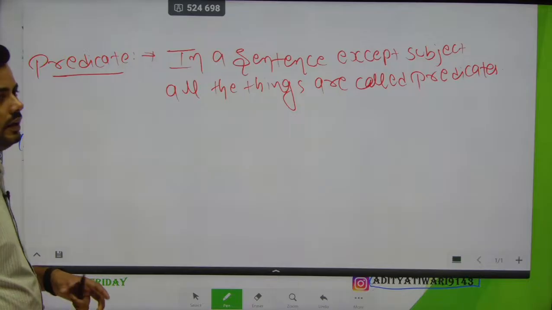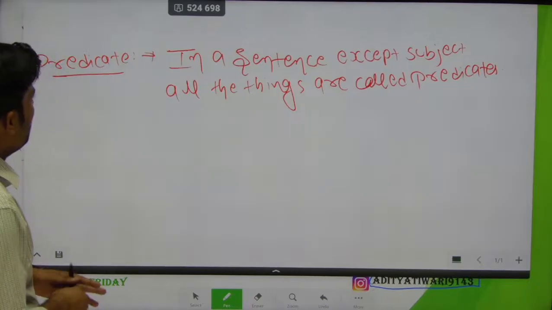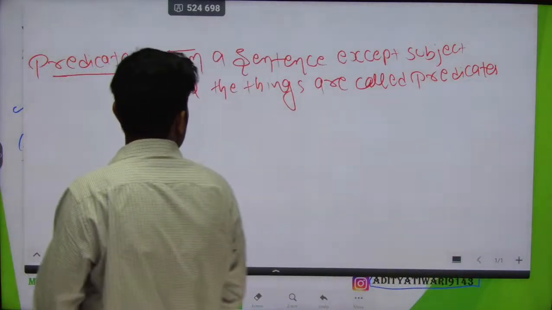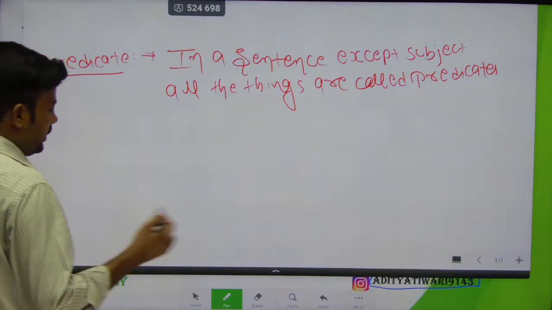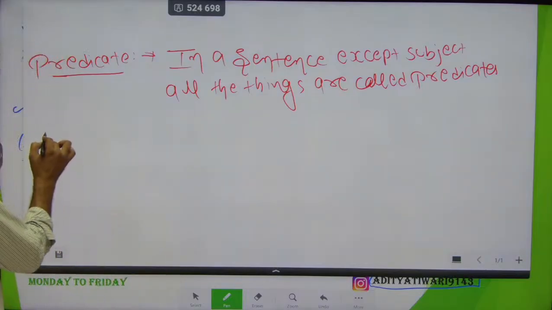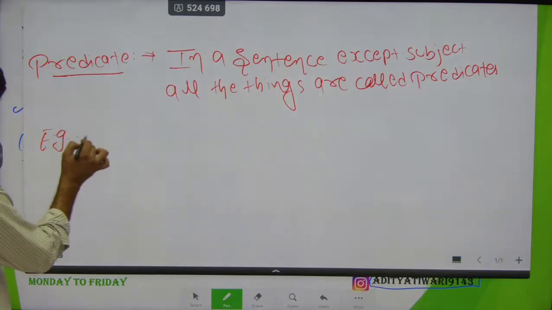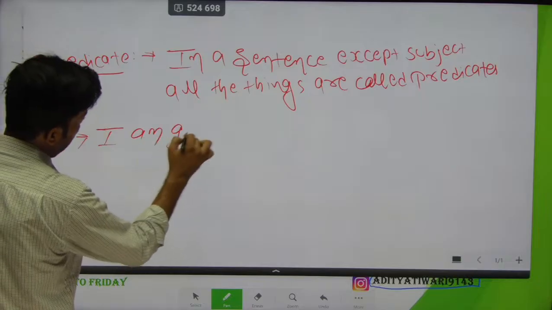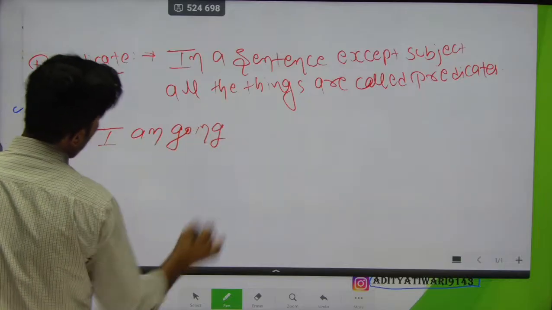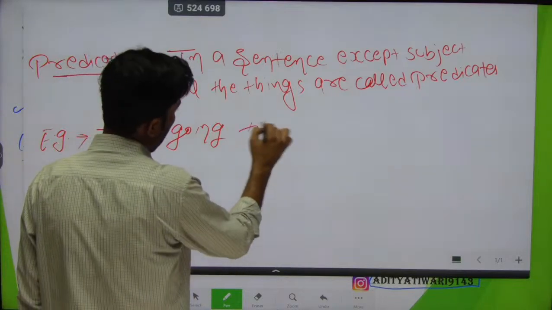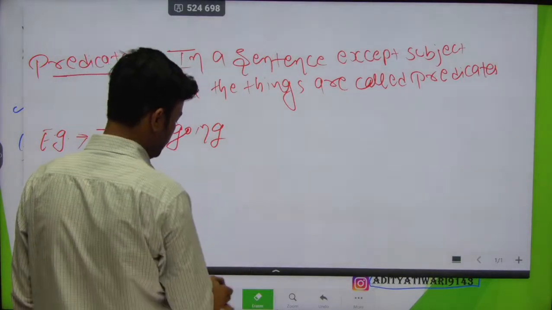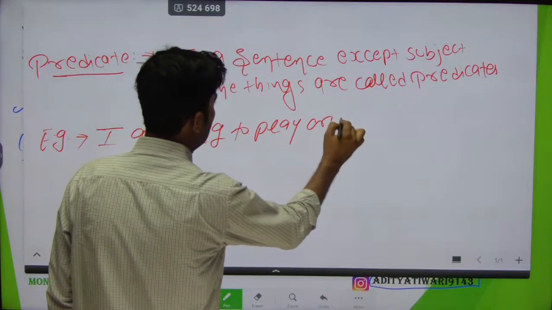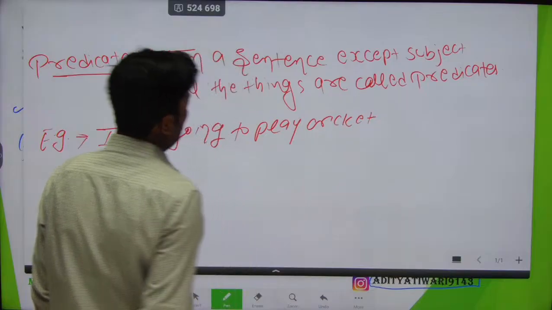Okay, so we understood the predicate. In the predicate, I said in a sentence except the subject, all the things are called predicates. So it's very easy to understand. If I write here a sentence, that is, "I am going to play cricket."